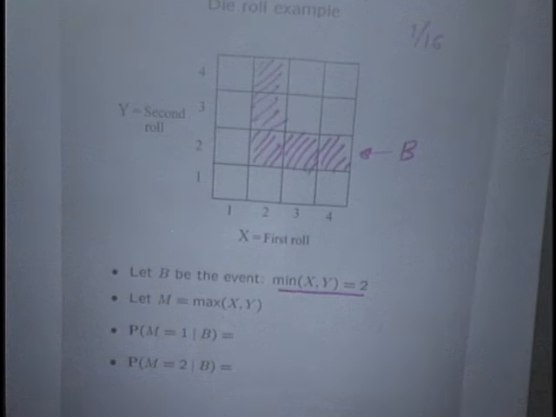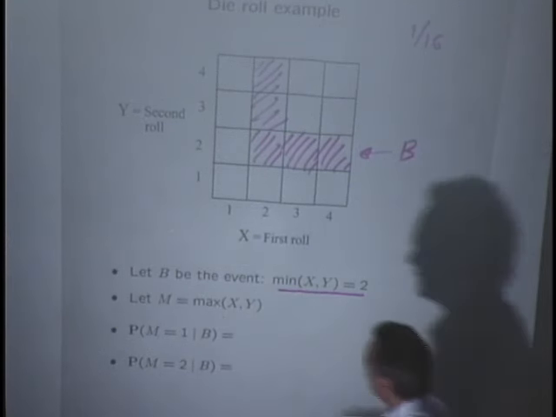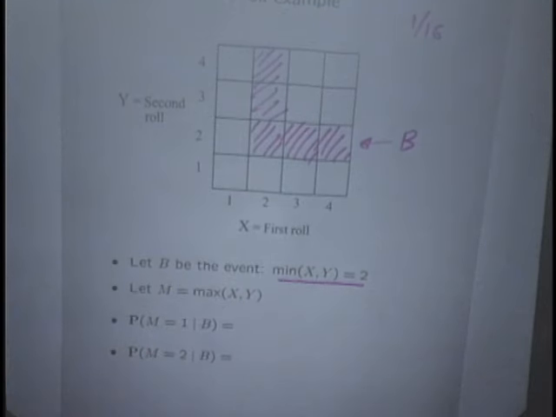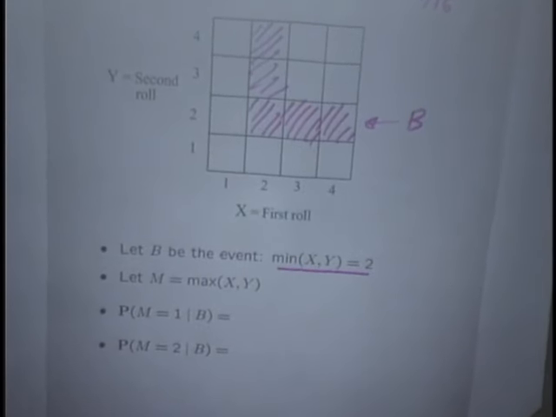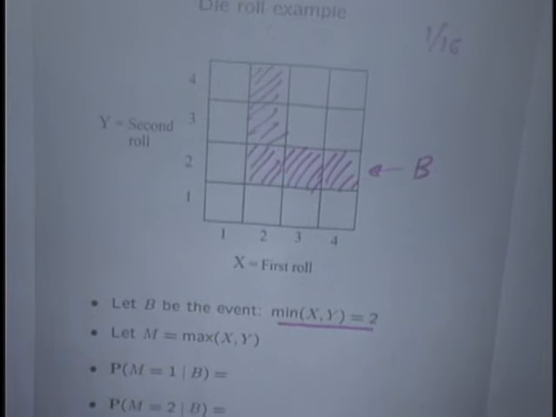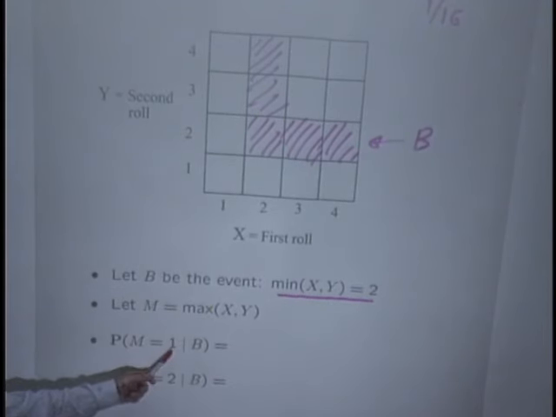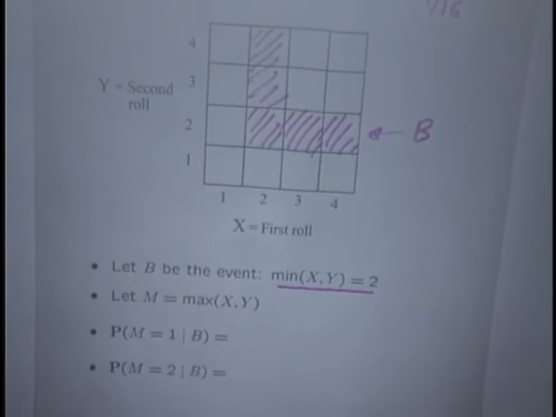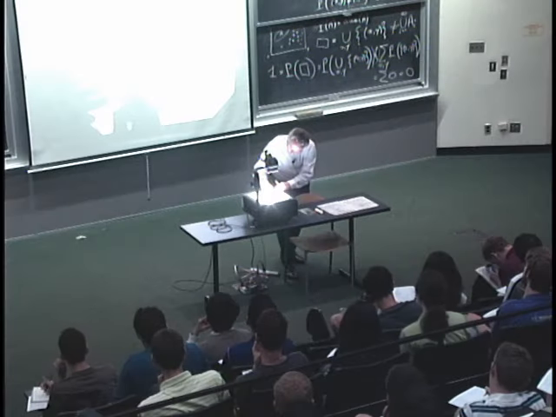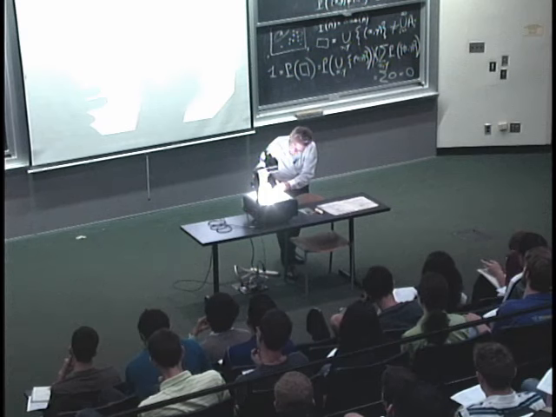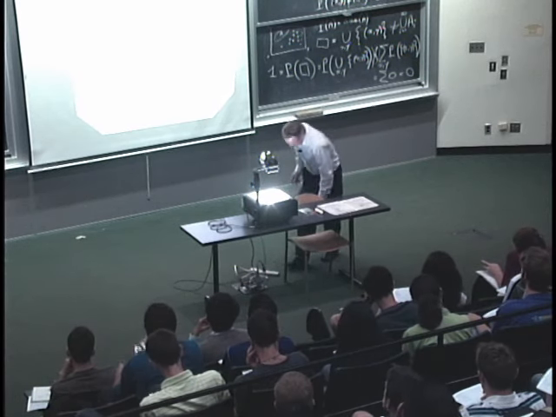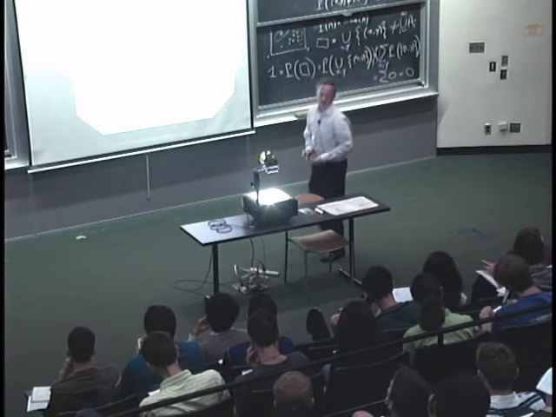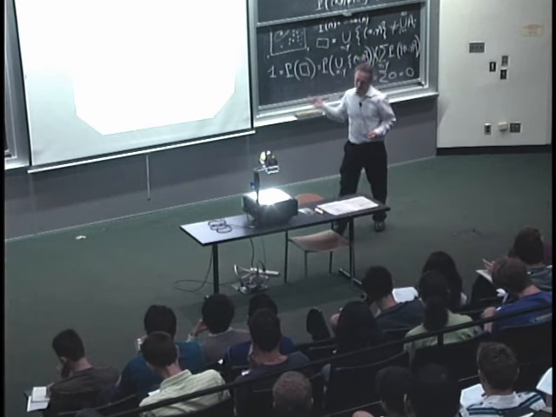And now we want to calculate probabilities inside this new universe. For example, you may be interested in questions about the maximum of the 2 rolls. In the new universe, what's the probability that the maximum is equal to 1? The maximum being equal to 1 is this black event. And given that we're told that B occurred, this black event cannot happen.